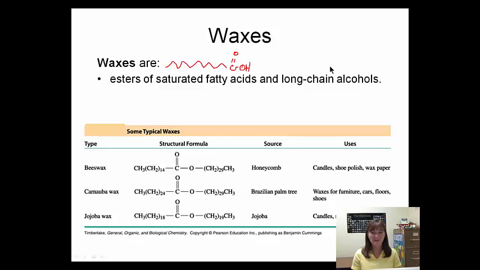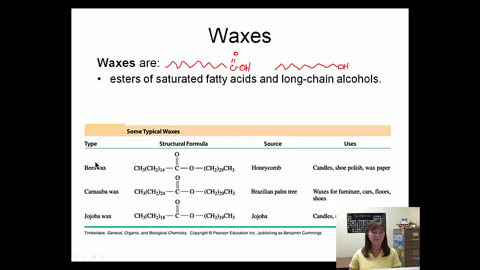Remember, your alcohols end with OH, so it's ROH, but that R group is going to be a long chain alcohol. So wax is formed between a carboxylic acid, or a fatty acid, and a long chain alcohol. So here are some examples of some waxes.